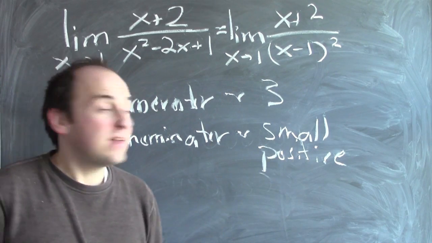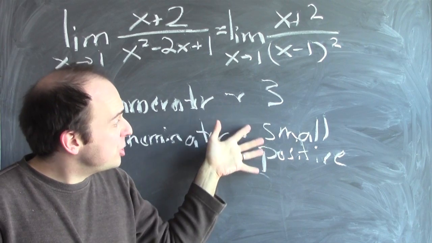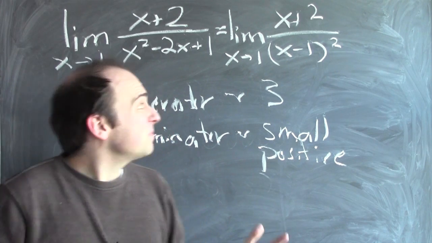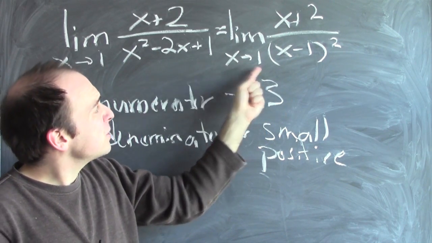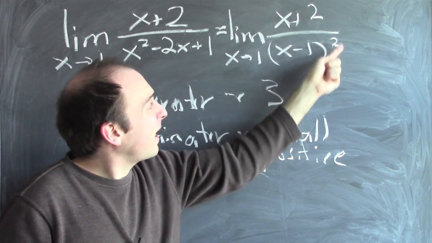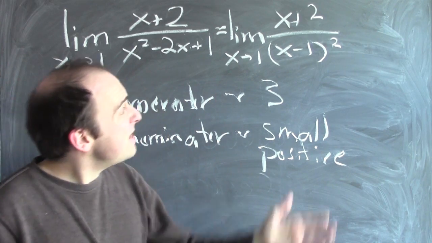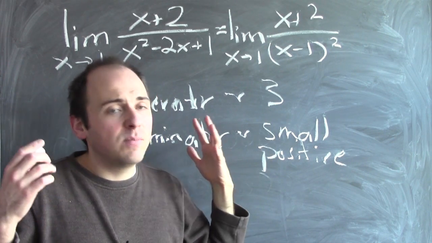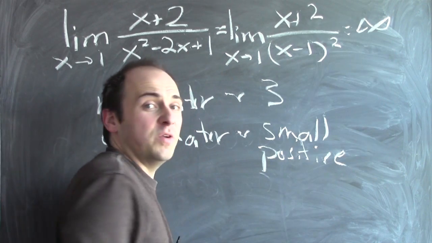And what happens if I take a number near 3 and divide it by a number which is small and positive? That number can be as big as I like. So I can make this quantity as large as I like if I make x close enough to 1. Because I can make the numerator close to 3 and I can make the denominator as close to 0 and positive as I like. And if I take a number close to 3 and divide it by a number close to 0, I can make a number as large as I want. So this limit is equal to infinity.